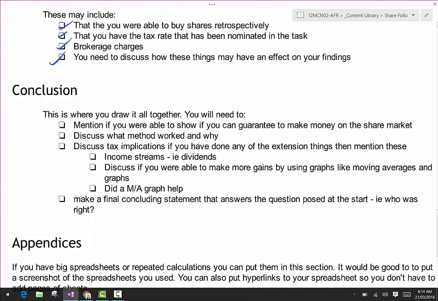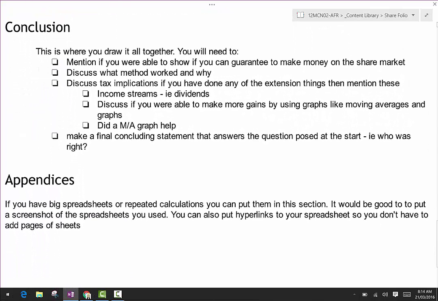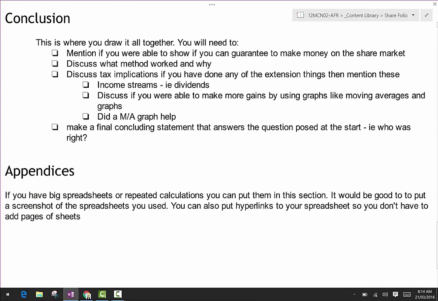Now, in the conclusion, this is where you're drawing it all together. You're bringing everything back in. You mention if you're able to show that you can make money on the share market. That's really important. What have you been able to show and why? Discuss which method worked better and why it worked better. So the long term might work better just because it takes into account that the share market goes up and down.